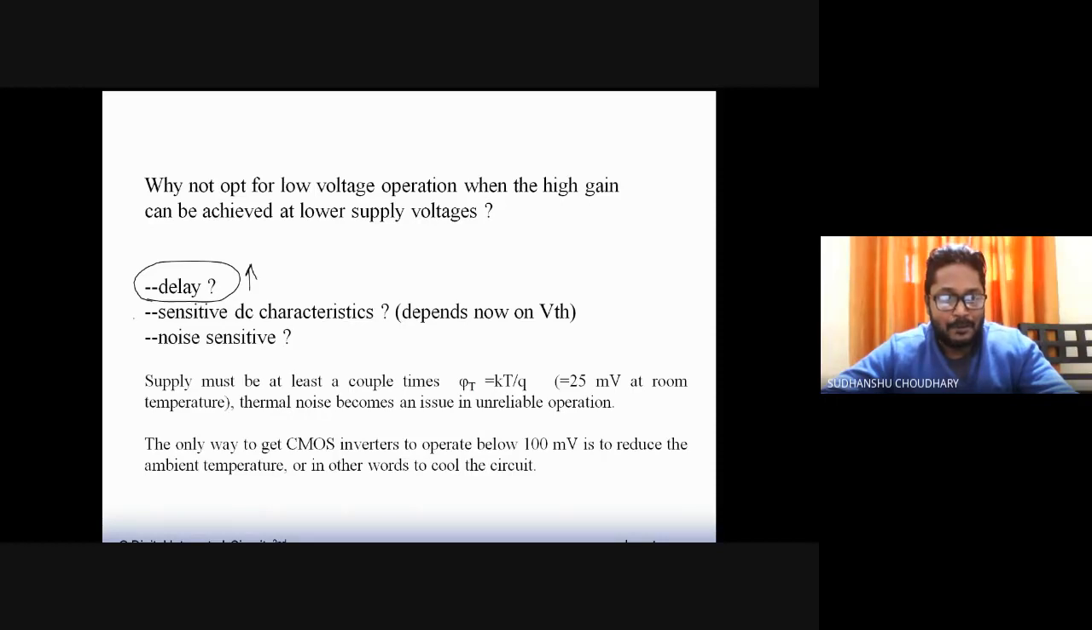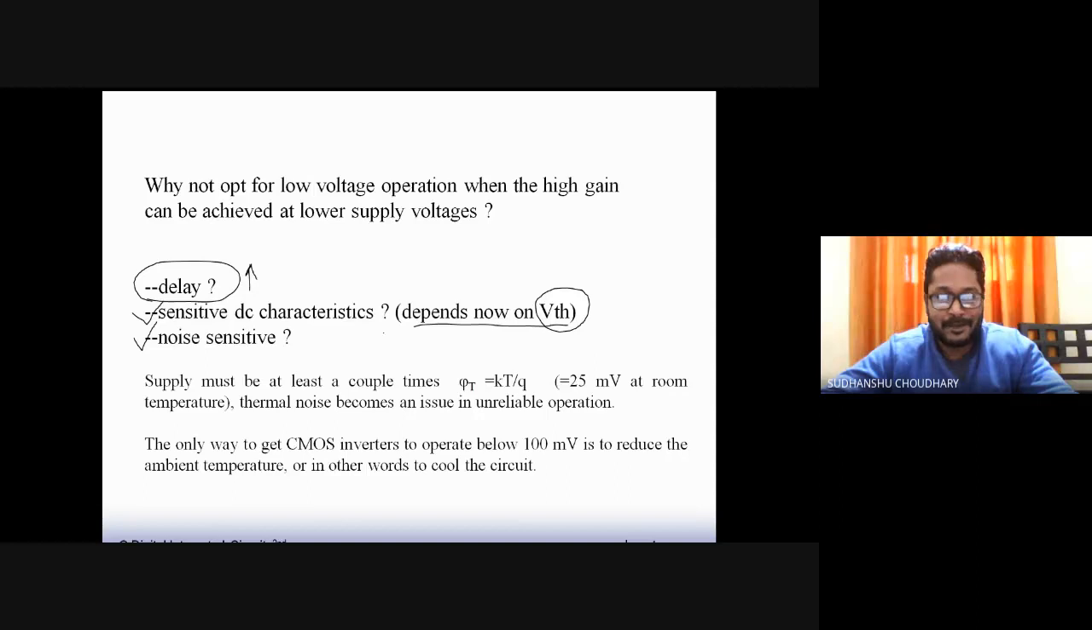And then you also have the possibility of sensitive DC characteristics. That is, your VTC or DC characteristics will now depend more on VTH, the threshold voltage. And threshold voltage can change because of numerous factors. We had seen the dependence of threshold voltage on many things. So if threshold voltage somehow changes, then the characteristic of the circuit will also change. The other disadvantage would be that the circuit will become more sensitive to noise, and hence less robust.